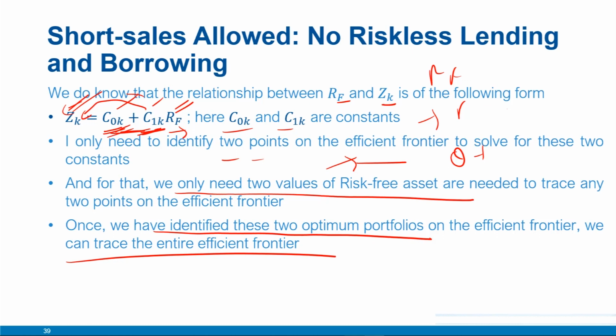And later we'll also see that we need not even go to this extent to compute these indirectly. Using these two portfolios, we can directly identify the entire efficient frontier.